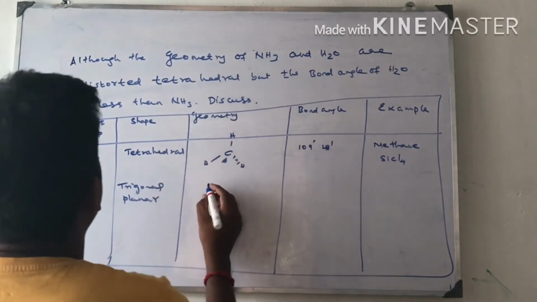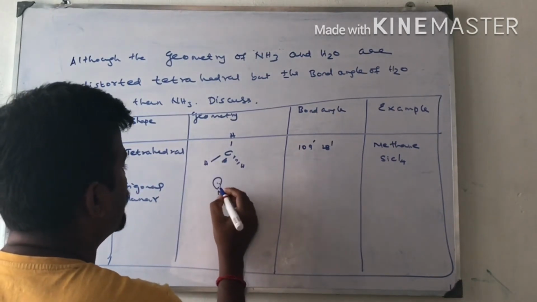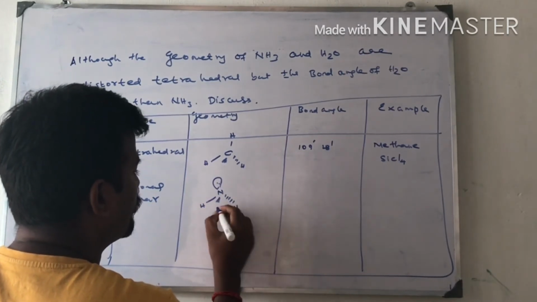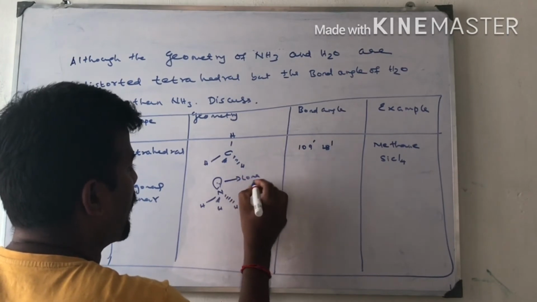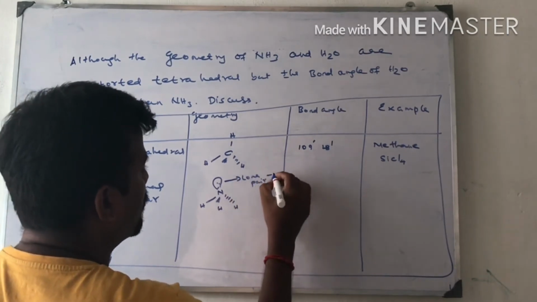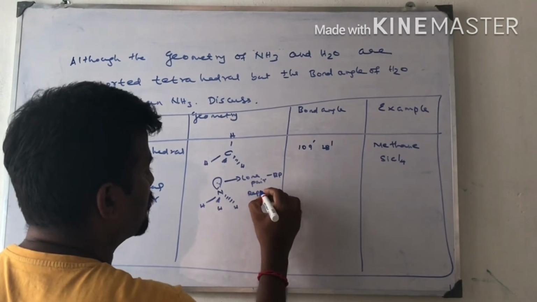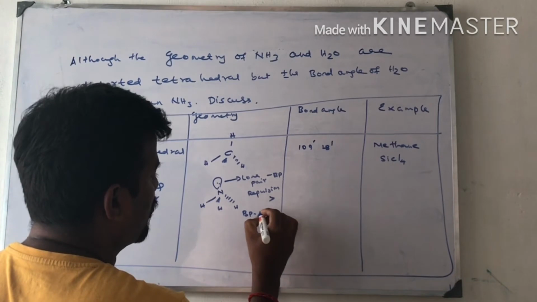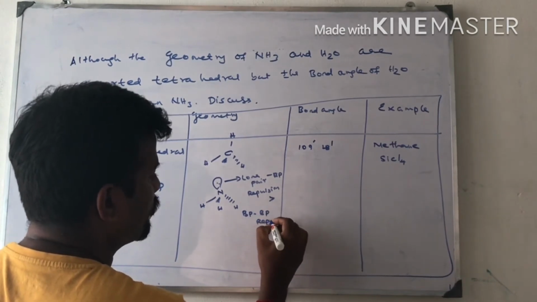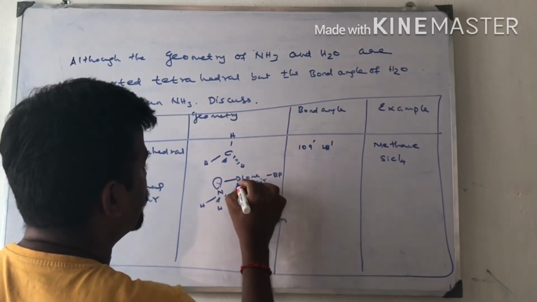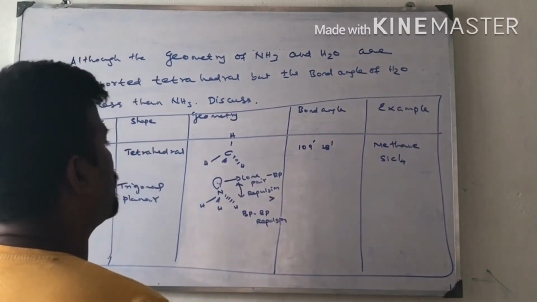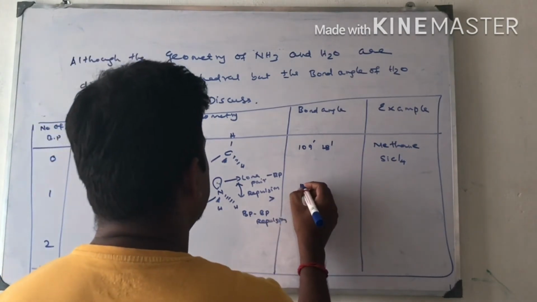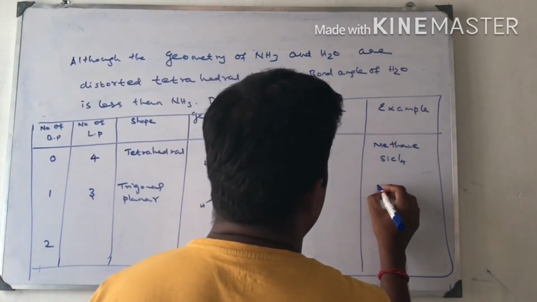So in this case I am using ammonia, 1 lone pair, 3 bond pair. Lone pair, bond pair repulsion is greater than bond pair repulsion. So bond angle is 107 degrees. Example ammonia.